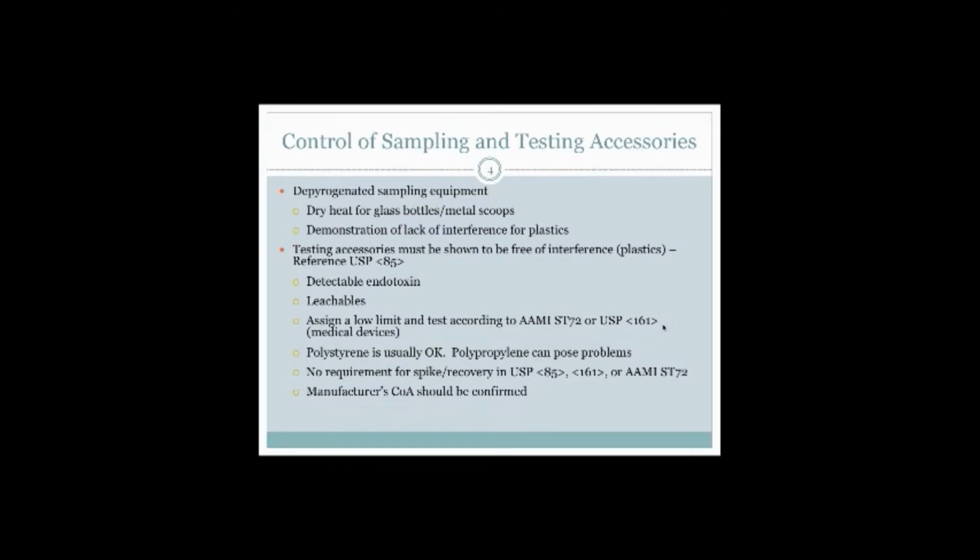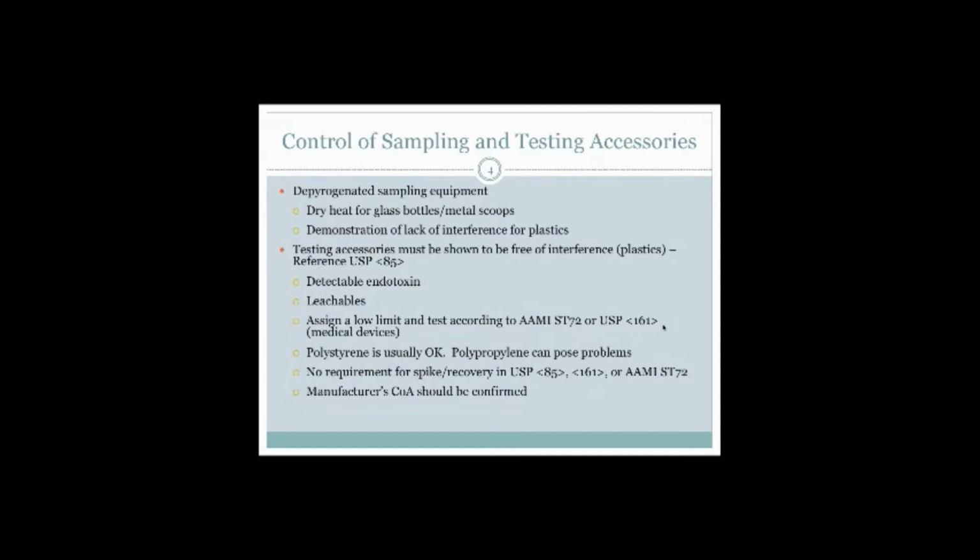That's going to tell us if there is detectable endotoxin in or on the surface, the contact surface, and we're going to look for leachables. Leachables that could interfere with our test, in other words, materials that would prohibit us from recovering the positive product control.